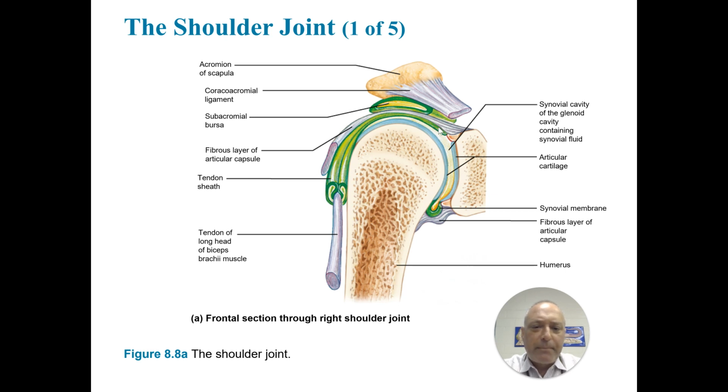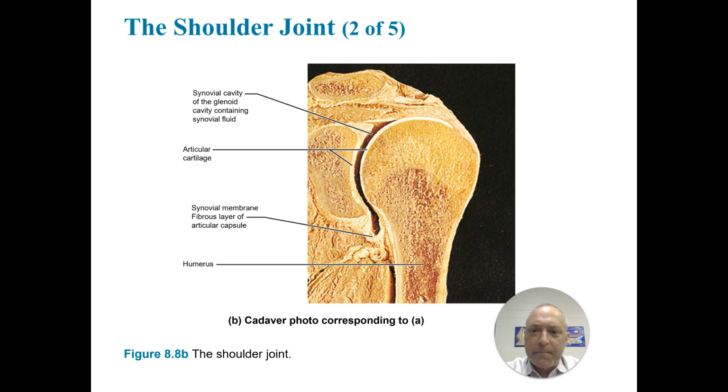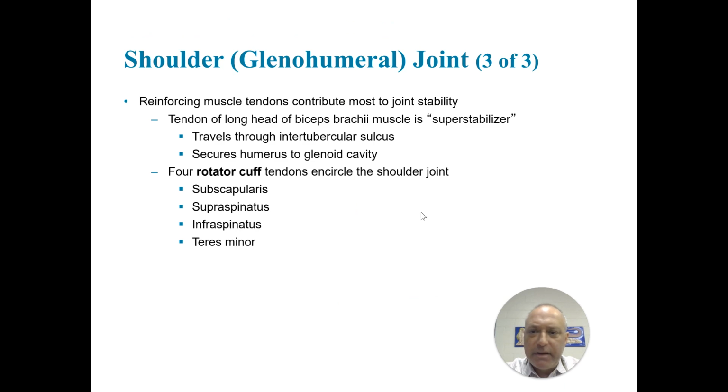Once again, there are a number of muscles and ligaments that hold this joint together, but flexibility is taken as the first priority and stability as the second priority. So stability is sacrificed for flexibility in the glenohumeral joint. Here's a cadaveric picture. Not too much here to see.